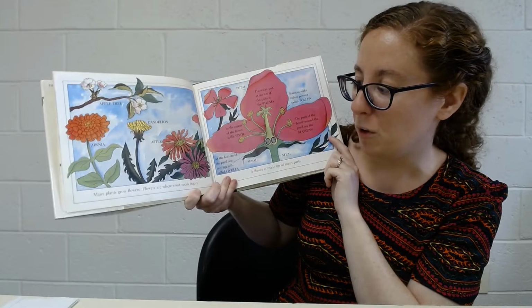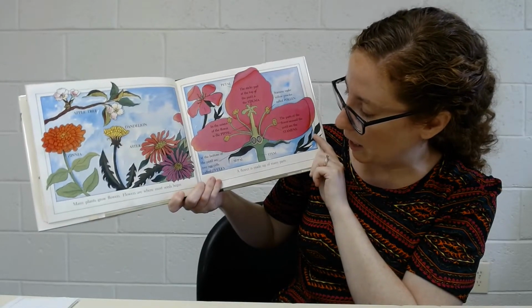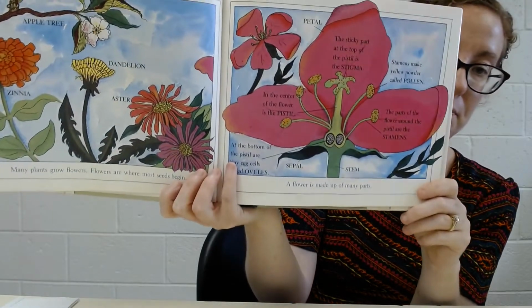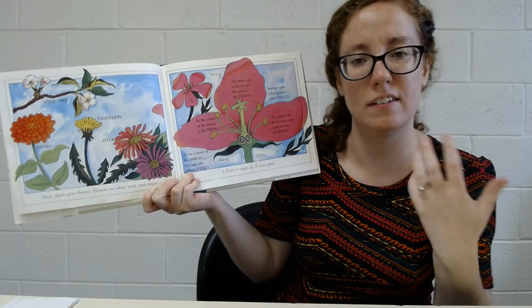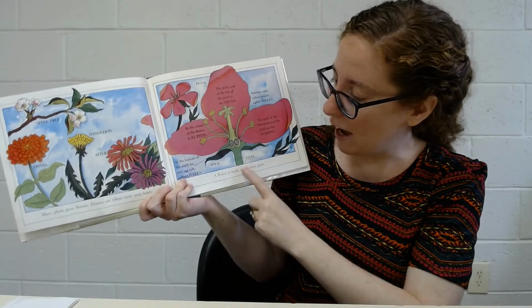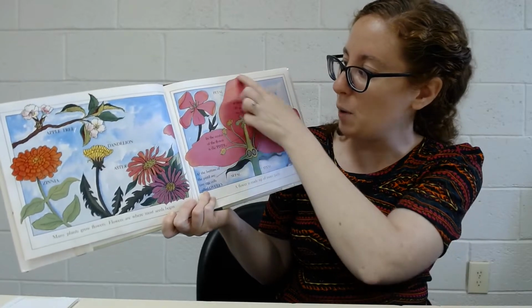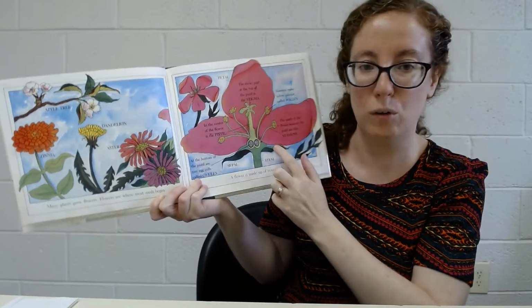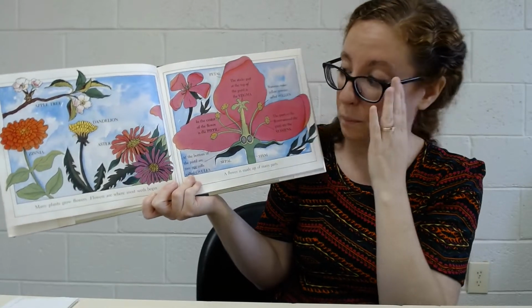Many plants grow flowers. Flowers are where most seeds begin. A flower is made up of many parts. So we're going to talk about these parts now. Let's start with the stuff that we know. We know that down here is a stem, and it leads up to our flower. And that our flower has these beautiful, colorful petals. So we know those. We see those. Those are the big parts.